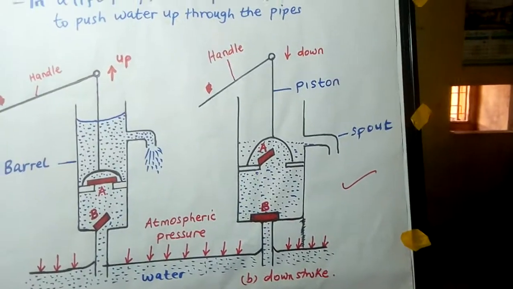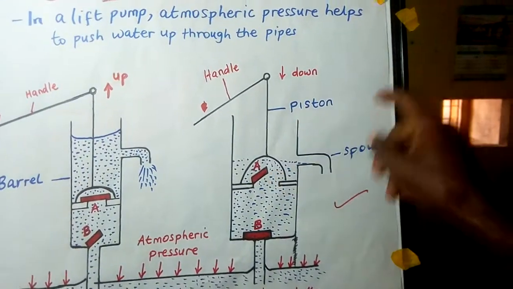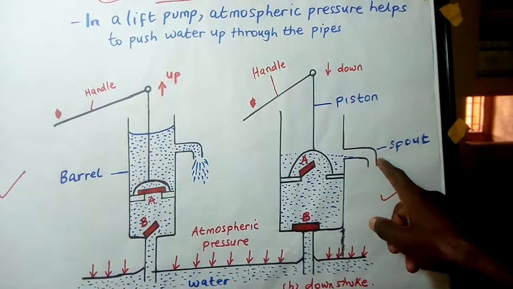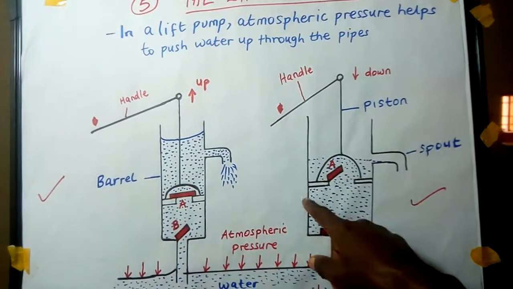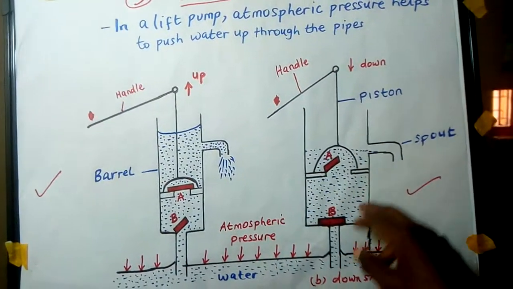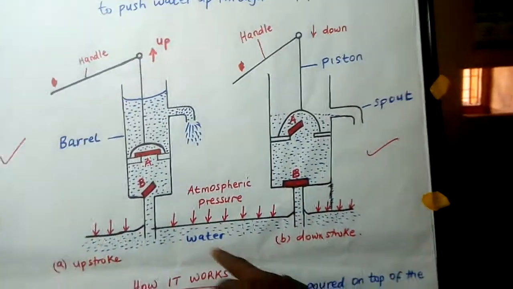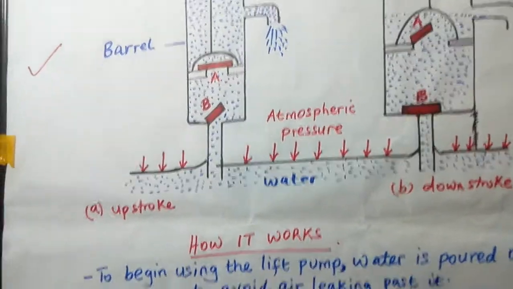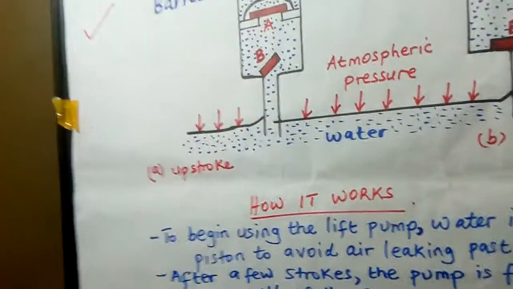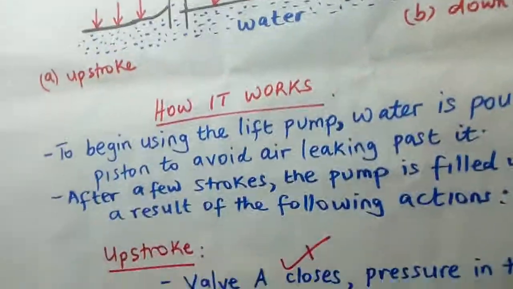Okay. So we have the piston, we have the spout where the water is supposed to be pouring from, we have the valves, we have the handle, and then we have what we call the barrel. Then here the pipes are going down inside the water in the well. So we are saying, how does this thing work?